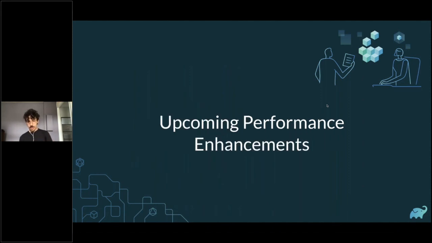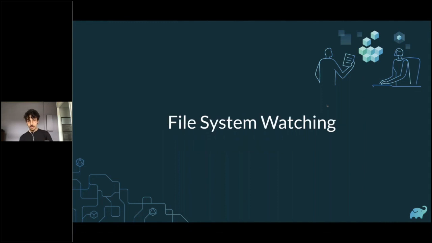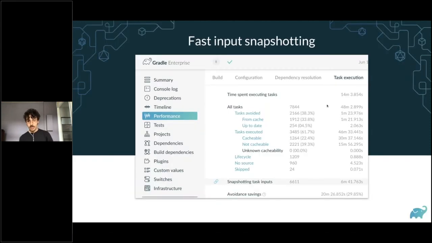So I just want to give a sneak peek of upcoming performance enhancements before I let you all go. The first one is file system watching. This is an upcoming experimental feature in Gradle 6.5. What this does is, if you have a build with long snapshotting in task inputs time, such as this build where it's 6 minutes, it'll drastically reduce that time by watching the file system.